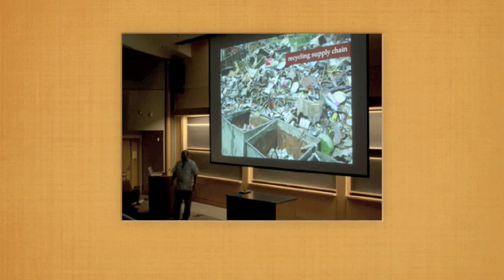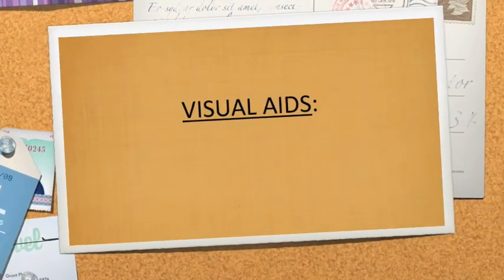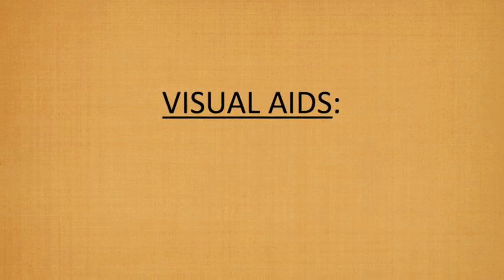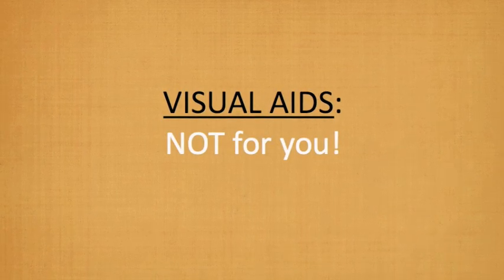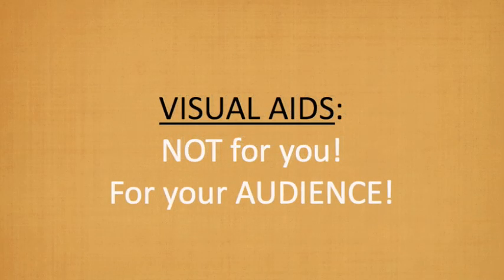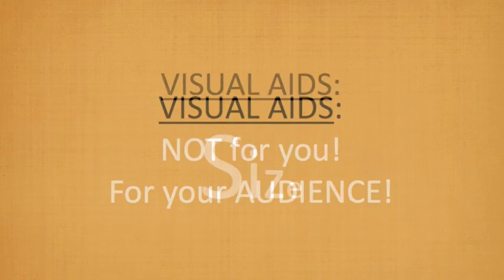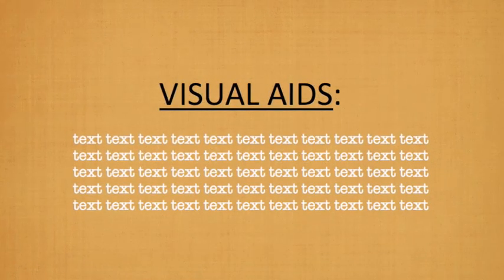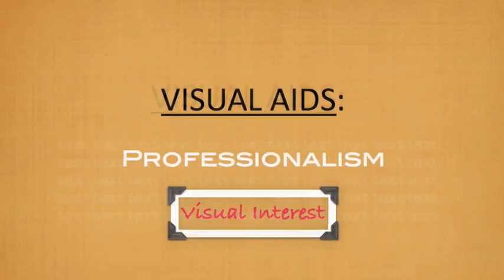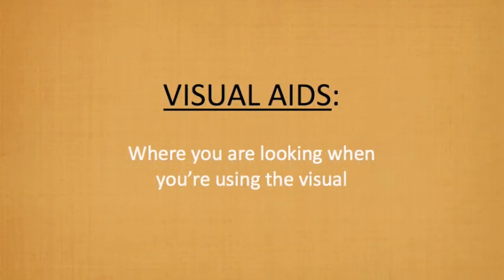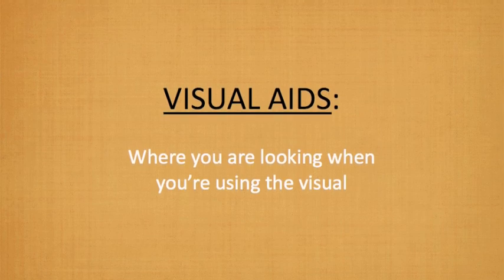For your rehearsed speeches, both informative and persuasion, you are required to have a visual aid. With this requirement, please keep in mind first and foremost, visual aids are not for you, the speaker. They are for your audience. Again, visuals are for your audience. This fact should drive your decisions on what type of visual aid you create for use, the size of the visual, the font and the font size used on the visual, the amount of text or number of images used on your visual, the professionalism and visual interest of the visual, how long you display the visual, and where you are looking and speaking when using the visual aid.